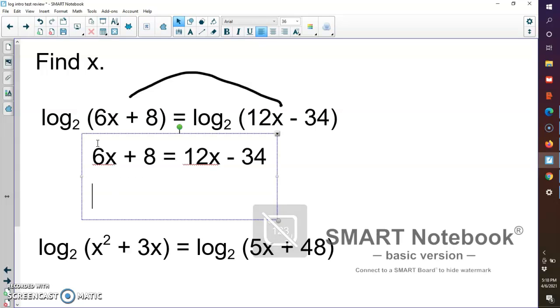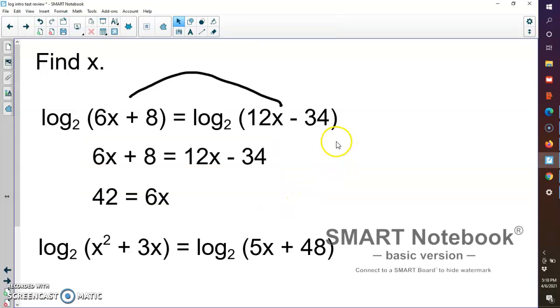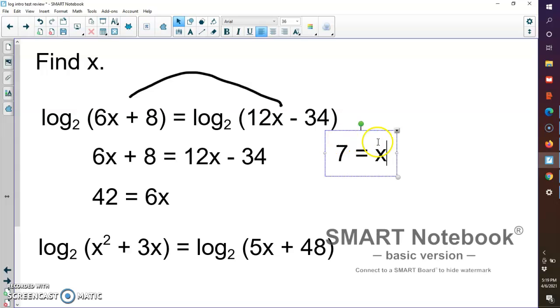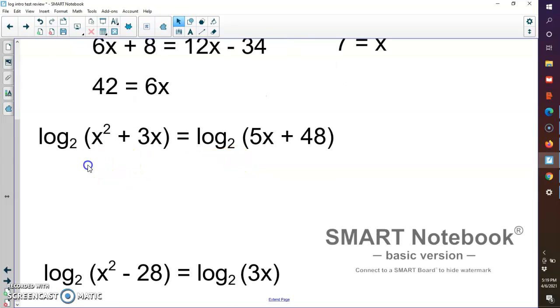I'm sorry, I'm going to add 34 to both sides. I'm going to get 42 equals 6x. Now I'm going to bring that over here. When I divide 6 on both sides, my 7 is going to equal x. I like to plug it back in just to make sure my number is bigger than 0. 6 times 7 is 42 plus 8 is 50. 12 times 7 is 84 minus 34 is 50.